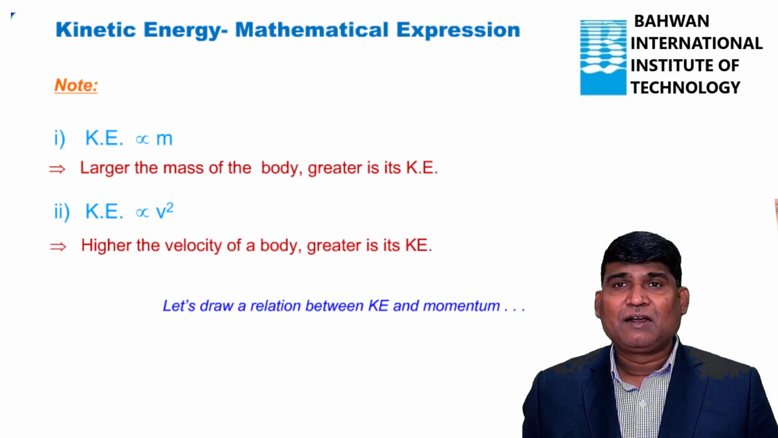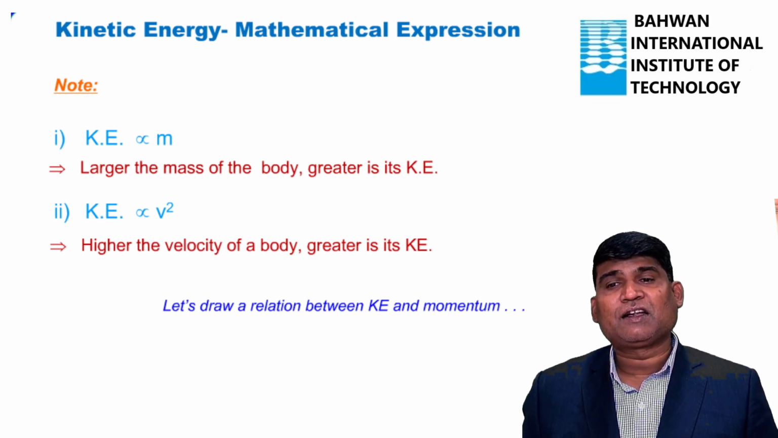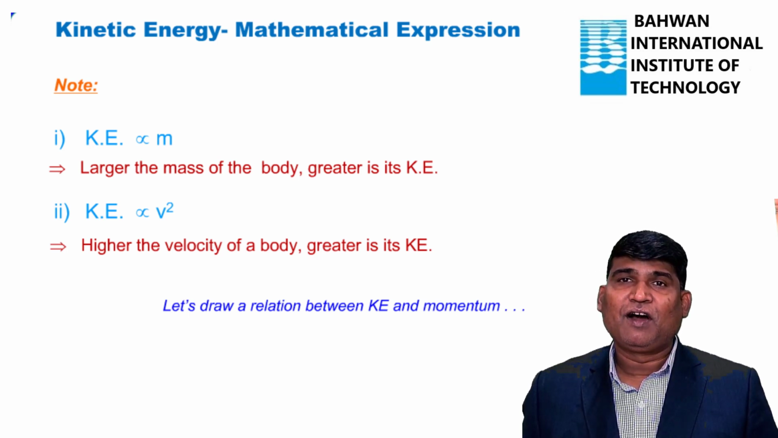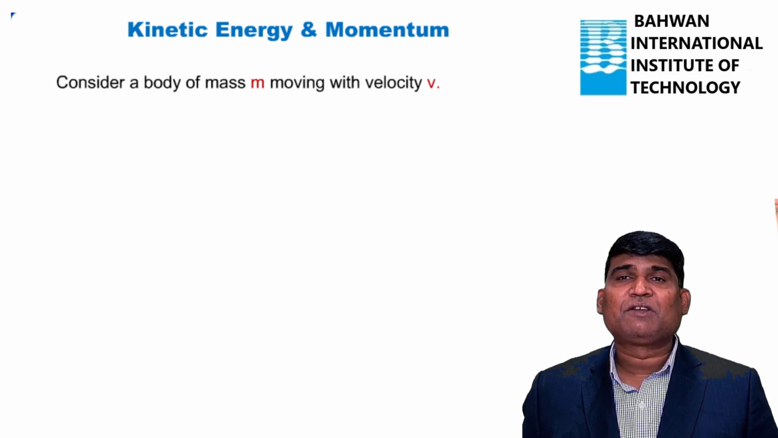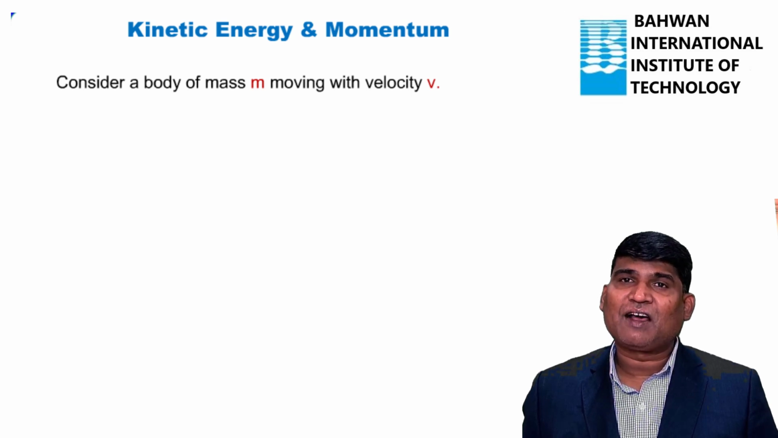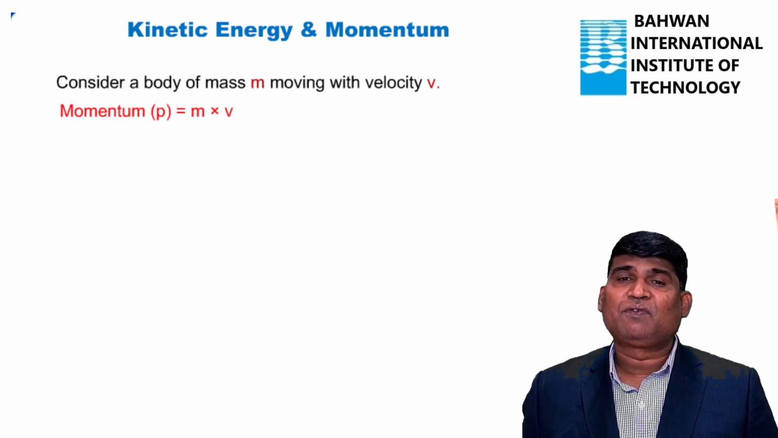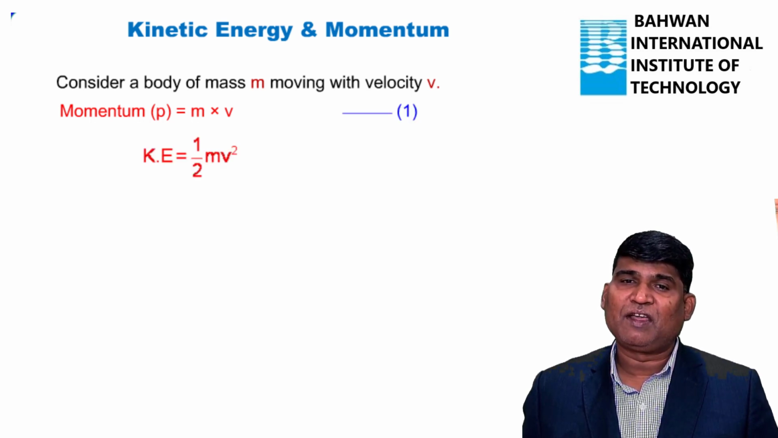Now we will see what is the relation between kinetic energy and momentum. We already learned momentum in the force and laws of motion chapter. Momentum is what? Momentum is the product of mass and velocity. The physical quantity which is the product of mass and velocity, we call it momentum, right? Now we will take the body mass as m and it is moving with velocity v, then definitely the momentum of the body will become mv. P is equal to mv, right?